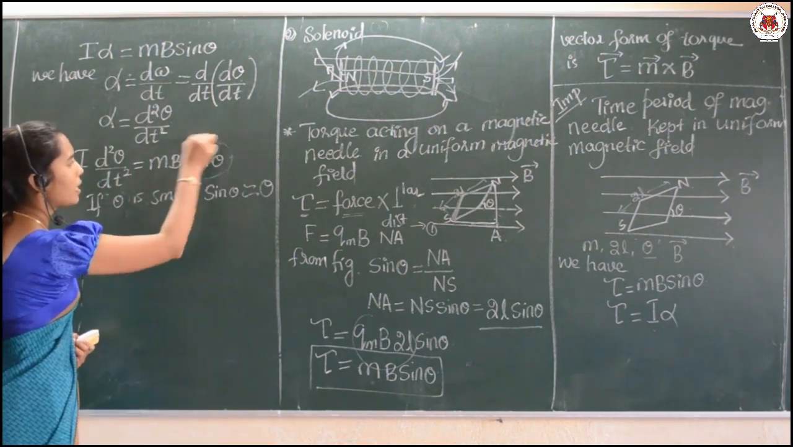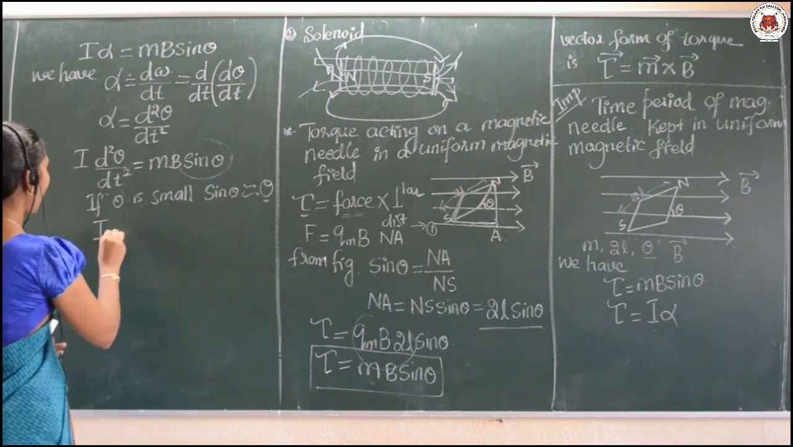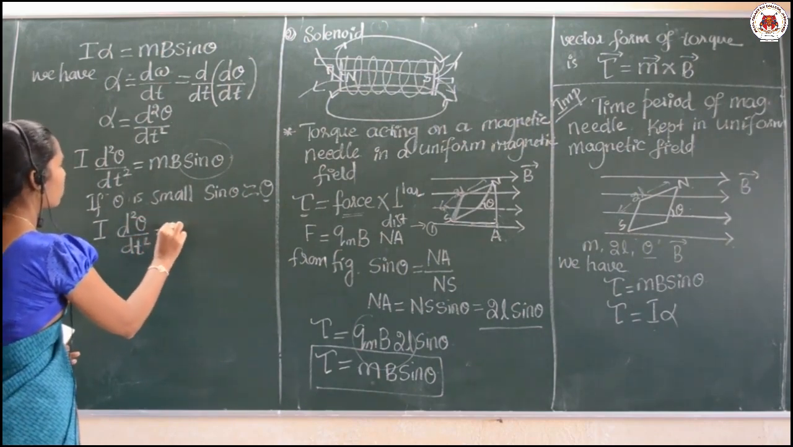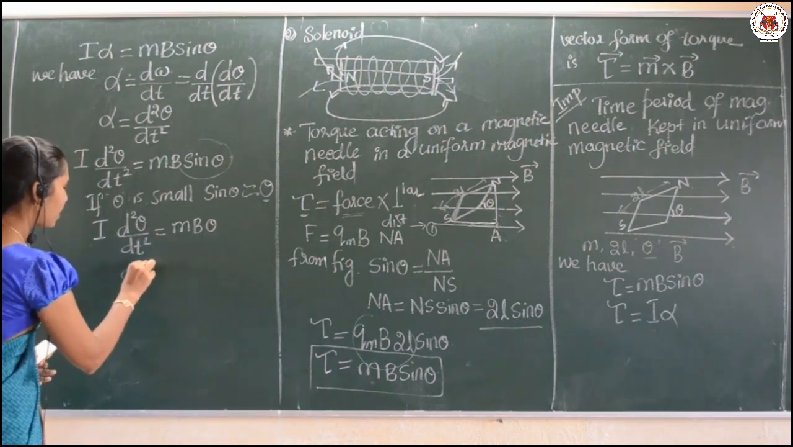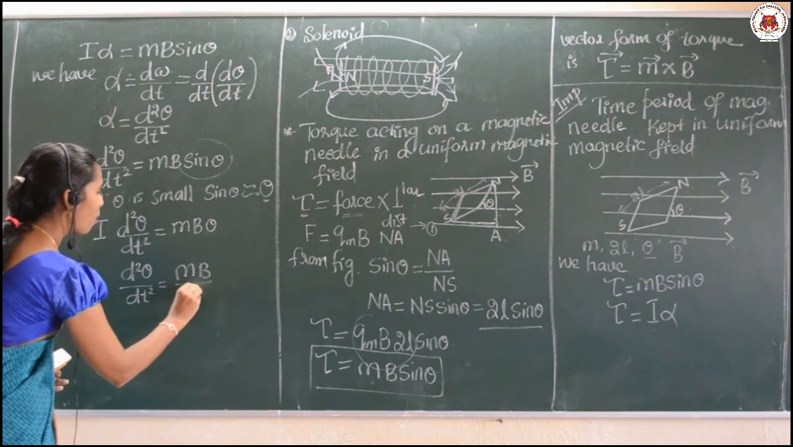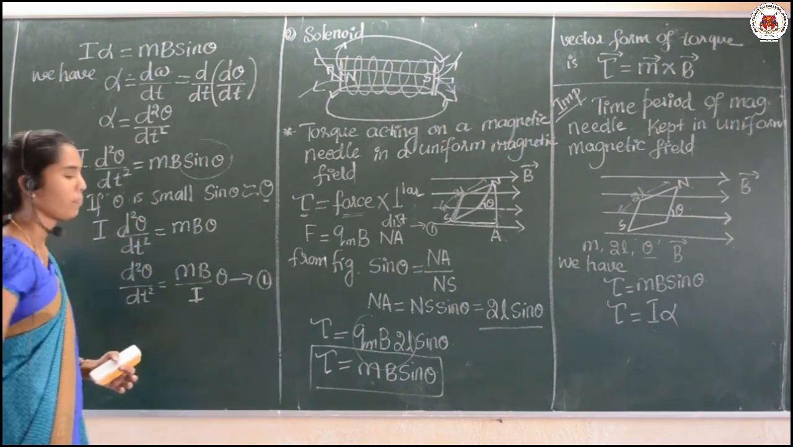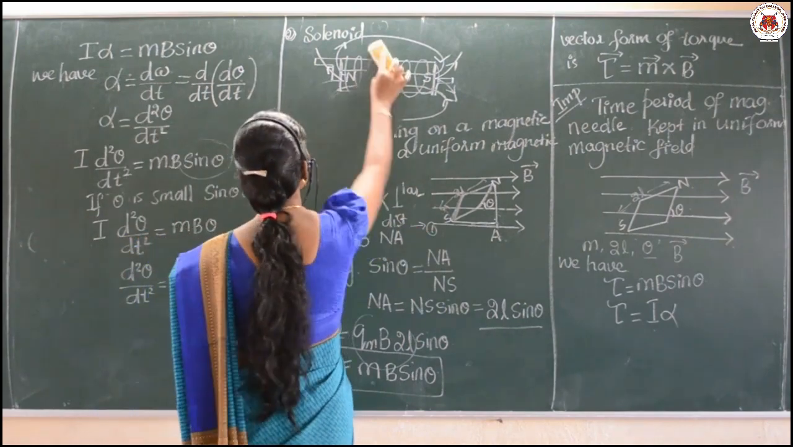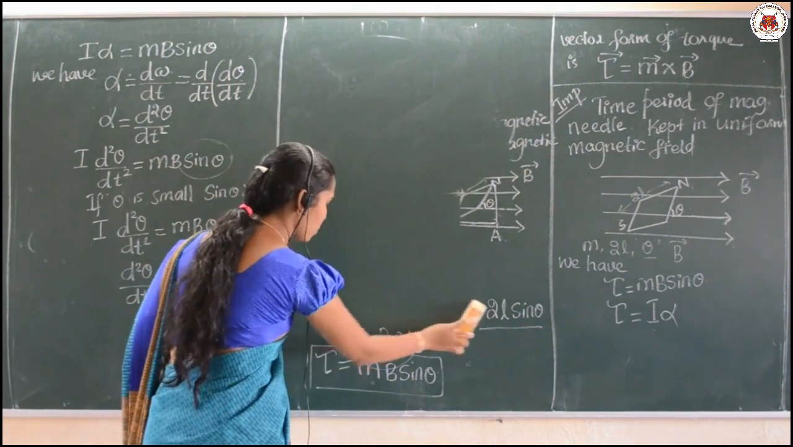So in the place of sin theta, we can replace that by theta only. So I into d square theta upon dt square is equal to mB theta. Then this I take here, d square theta upon dt square is equal to mB upon I into theta. Call it equation number 1. Then by seeing this, children, can you remember one more formula in the case of wave motion? That is simple harmonic motion.